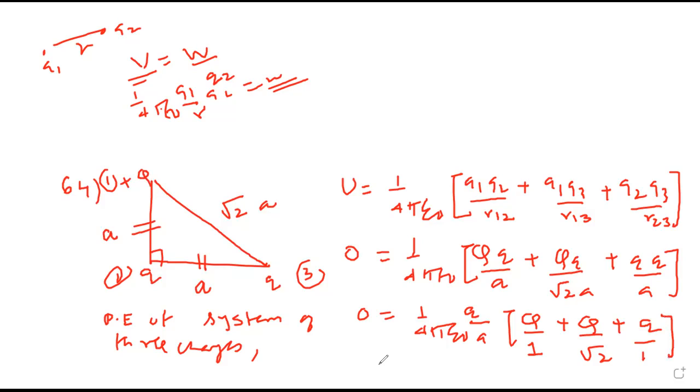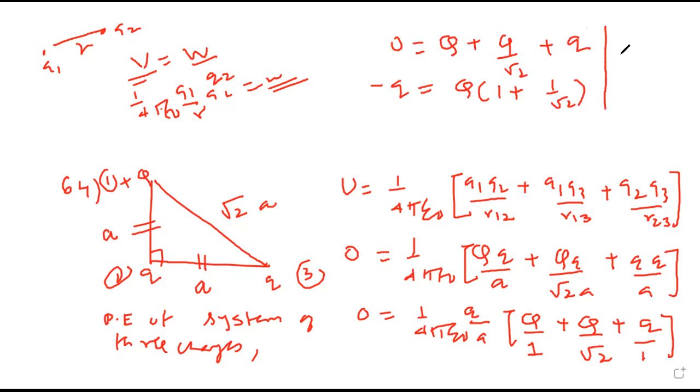Now this whole thing goes on that side, becomes 0. So 0 equals Q plus Q by root 2 plus q. So I can say minus q equals Q common, 1 plus 1 upon root 2. Therefore, capital Q is minus q upon 1 plus root 2. Let me check whether the option they have given is in the same manner. No, it is in simplified form. So minus q, B is the correct option if you arrange it properly.